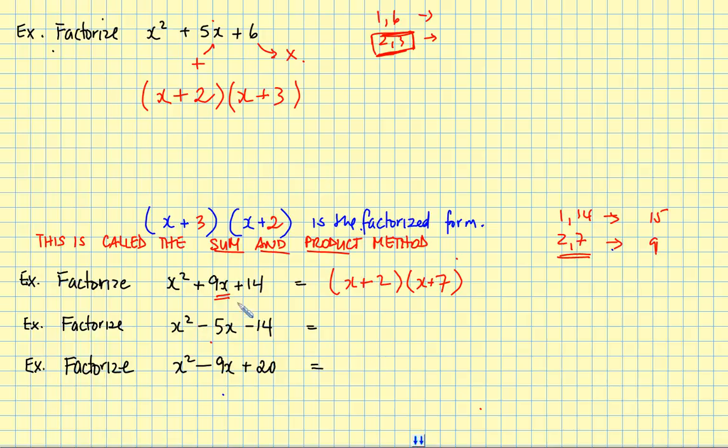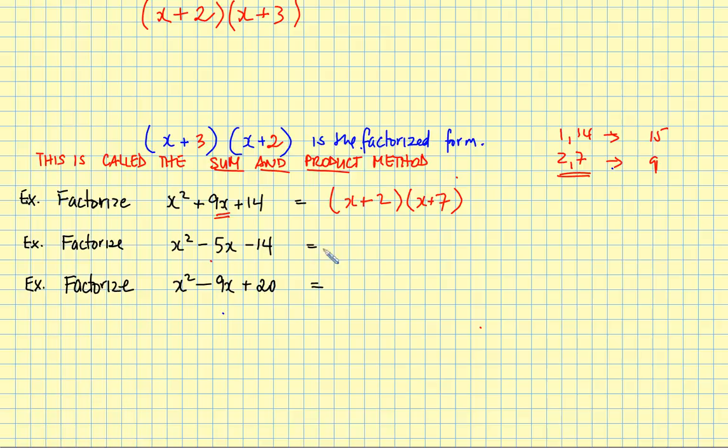Now, let's take a look at the next one. We've got x squared minus 5x minus 14. All right, so now, because I have a product that is negative, that means that one of the parentheses has to be negative and the other one has to be positive. A negative times a positive will always give me a negative. If I have positive times positive, it would give me a positive, and if I have negative times negative, it would give me positive. Therefore, I have no choice. It must be that one is negative and the other one is positive.